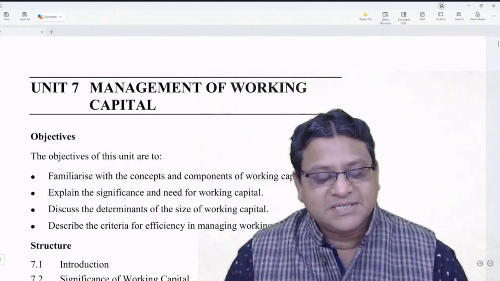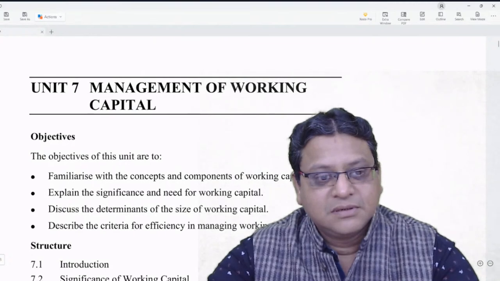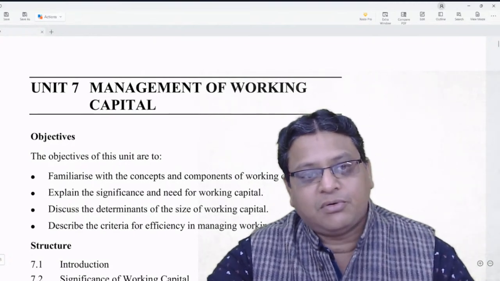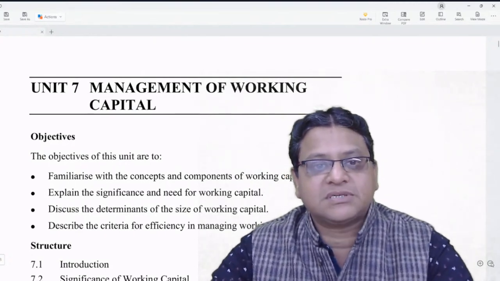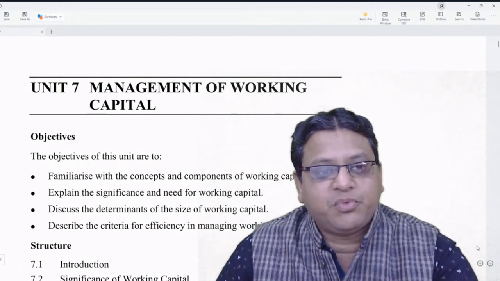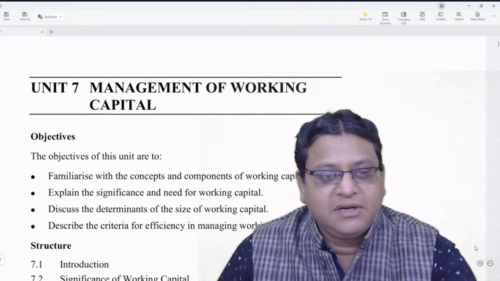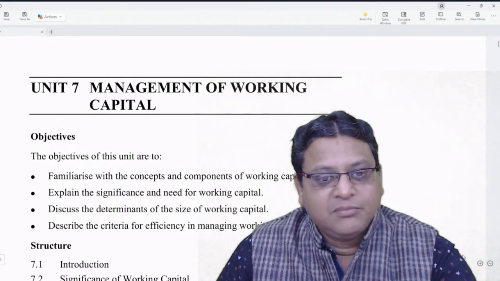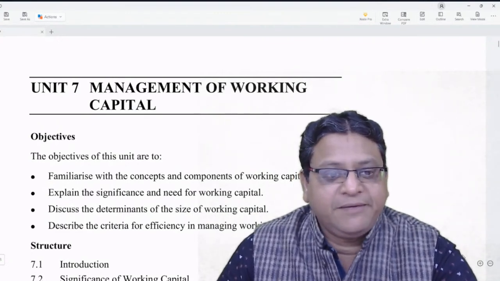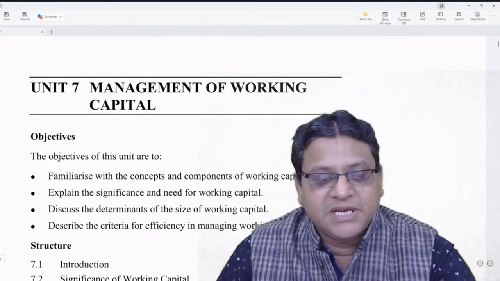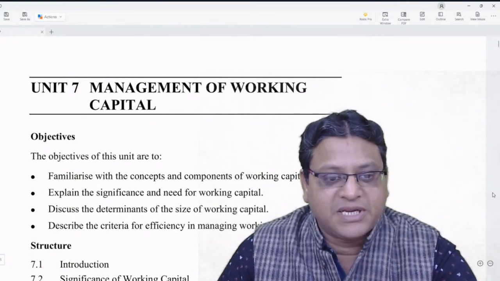Good morning, friends. Today we will discuss the objectives of working capital. We will discuss the chapter Management of Working Capital, Unit 7, Financial Management. Before discussing working capital management, let me first tell you the objectives of working capital.